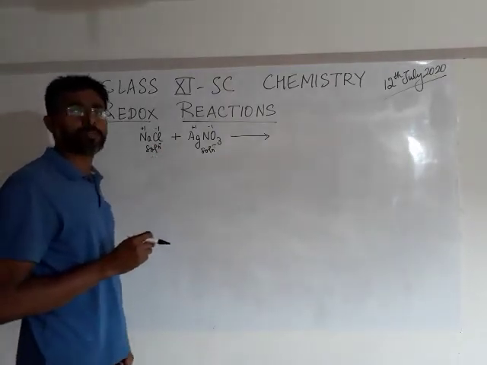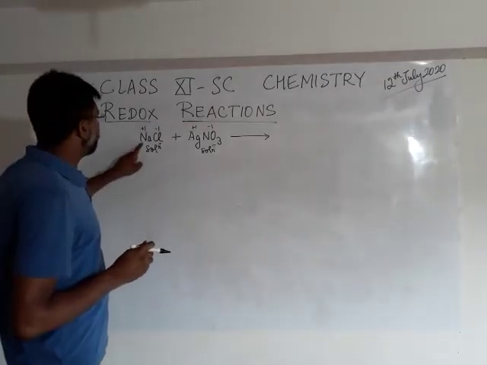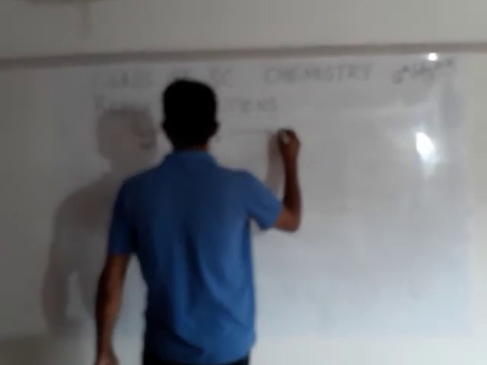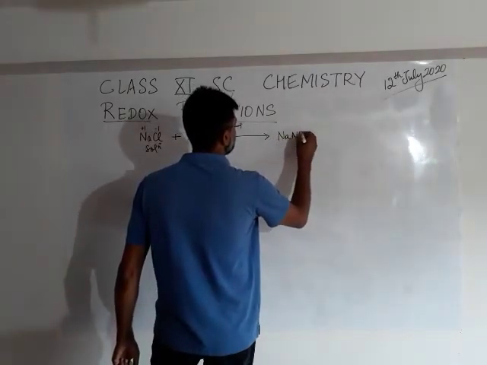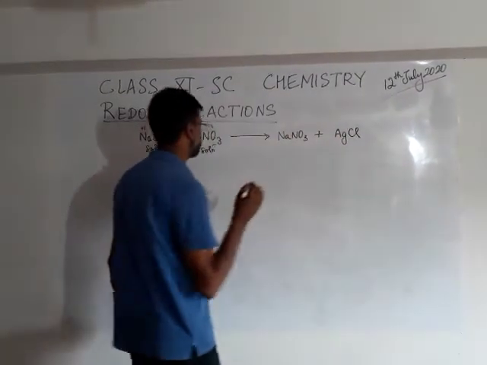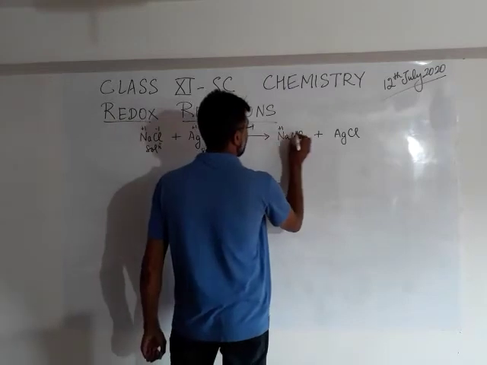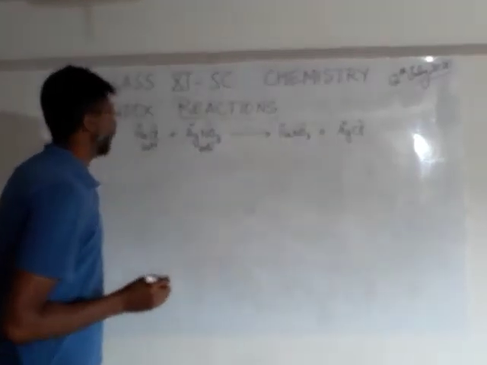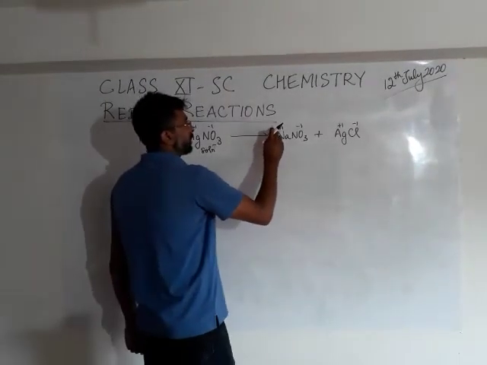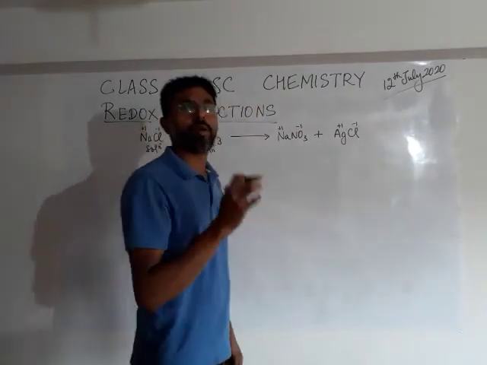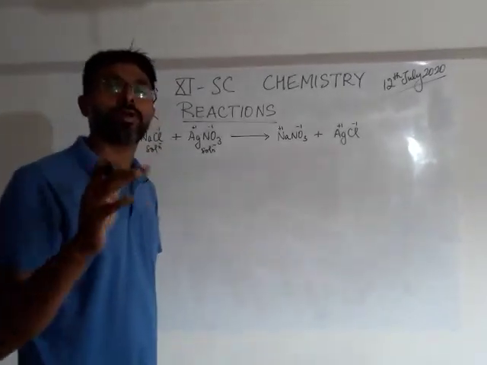This is an example of a precipitation reaction. In a double decomposition precipitation reaction, the ions interchange among themselves. So the products formed over here are NaNO3 plus a curdy white precipitate of AgCl, silver chloride. Na is +1, NO3 is -1, Ag is +1, Cl is -1. Now, the charges which are written above the symbols or the radicals are the oxidation numbers of the corresponding elements, ions or radicals.